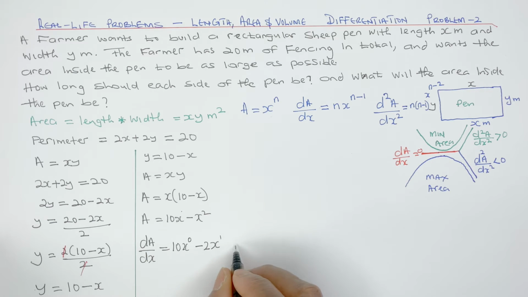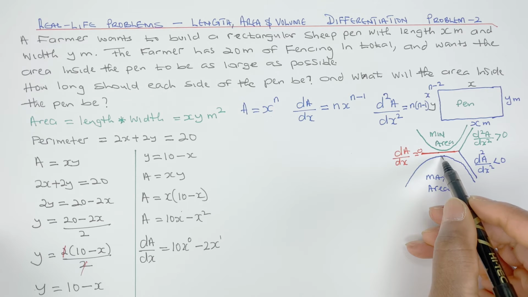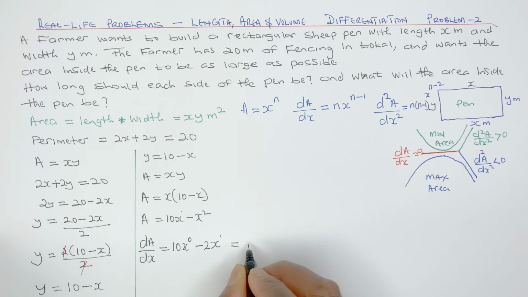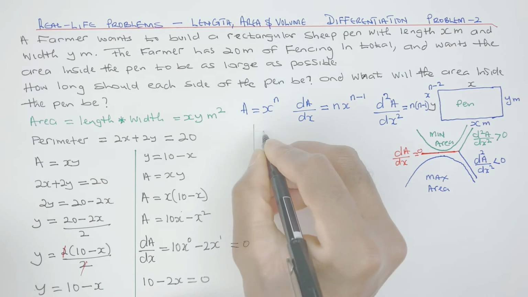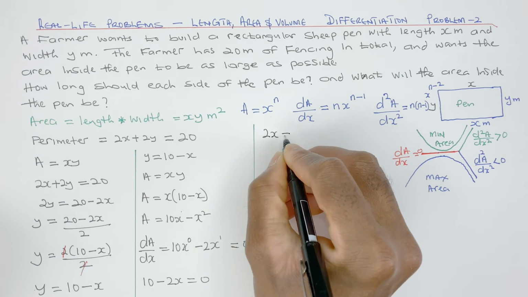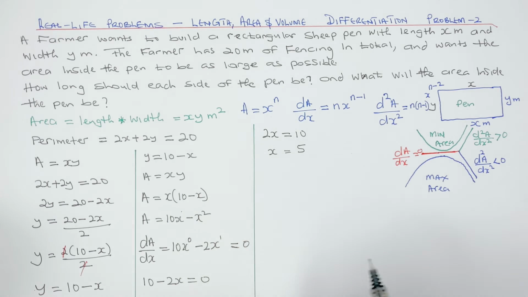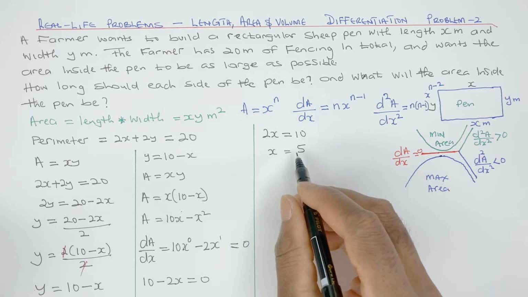And then when we set that to 0, the value of x here at the maximum point, that's what we want to find, the value of x, maximum or minimum. So we set that to 0 at the stationary point. Then we get 10 minus 2x equal to 0. 2x equals 10. x equals 5. So at the turning point, x is 5.